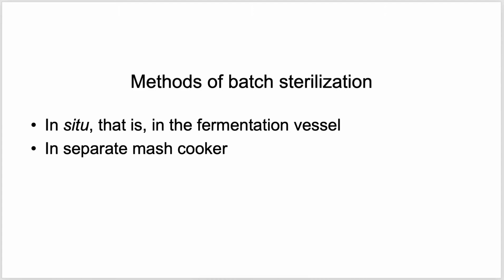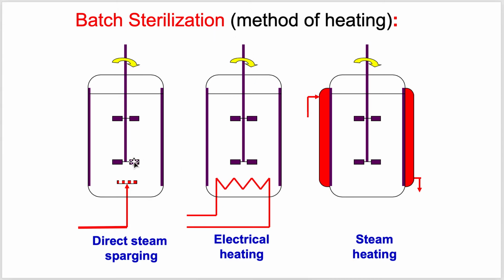There are basically two methods of batch sterilization. One is in situ, which means we use the fermenter vessel; the sterilization is done in the fermentation vessel. Or we can use a separate mash cooker for sterilizing media. Whatever mode we use, direct steam, electrical heating, or steam heating, with the in situ method we are doing it all in the fermenter.